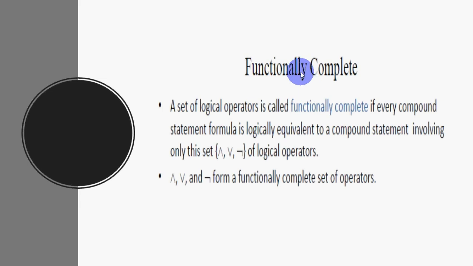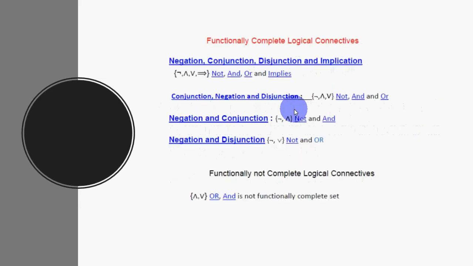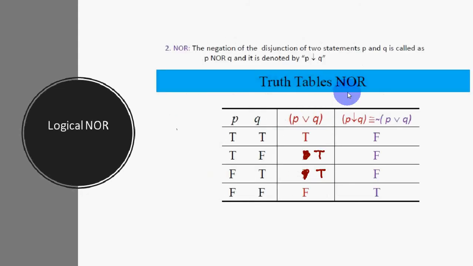Next, functionally complete. Just go through the definition, and you will be able to understand what is meant by functionally complete. Next, NOR. So first what you have to find out? P OR Q you have to find out. N stands for negation, the negation of this one. P OR Q I did that one. These are the truth values. Negation of this one is nothing but false, false, false and true. So this is the down arrow. Okay, NOR is the down arrow.